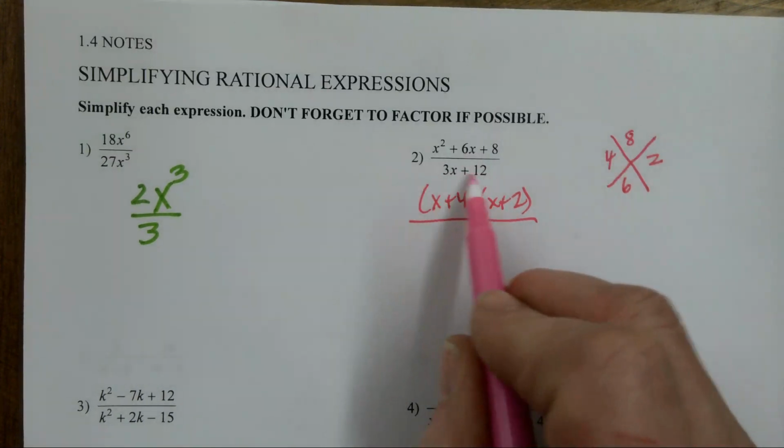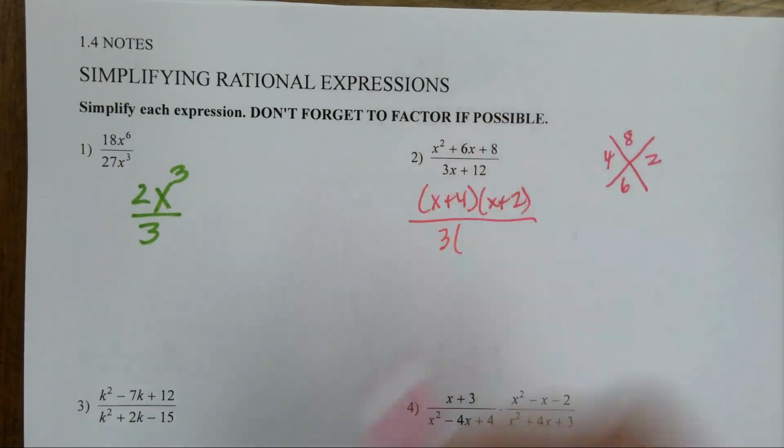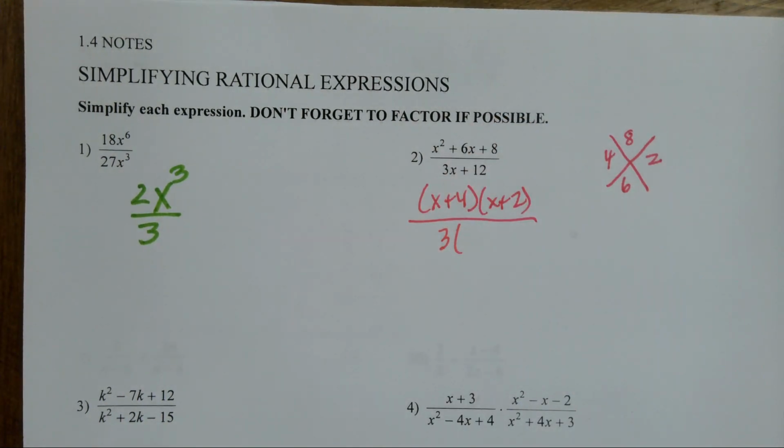The bottom doesn't have a squared in it, but that does not mean it can't be factored. I can pull a 3 out of both terms. That's the greatest common factor, and I don't ever want to forget that.